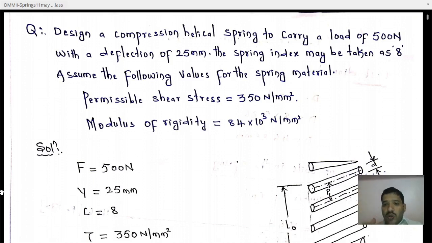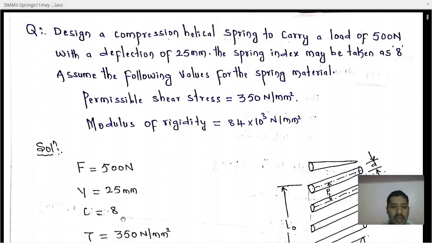If the compressive force is acting on the spring, deflection occurs in the helical spring. The deflection is represented by Y. How much is given here? 25 mm. As well, the spring index may be taken as 8. So the spring index C equals 8.